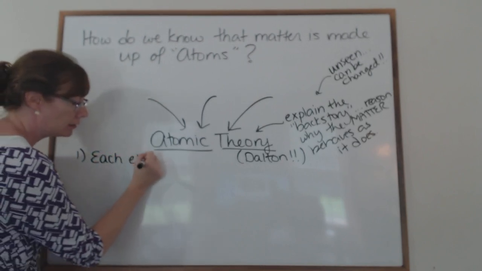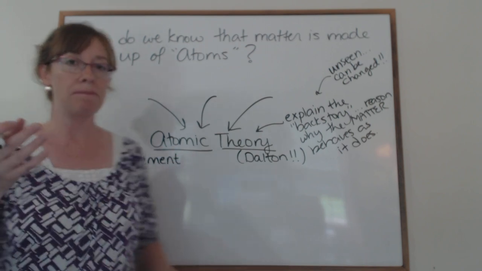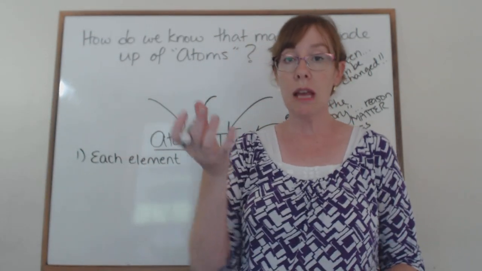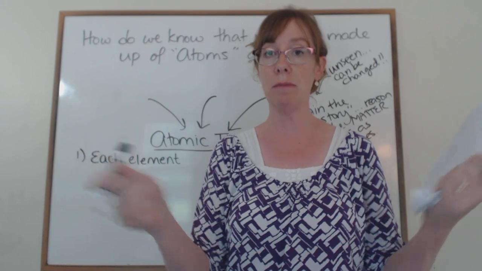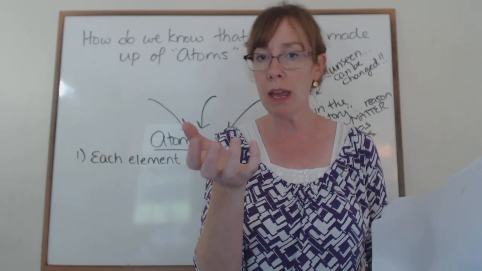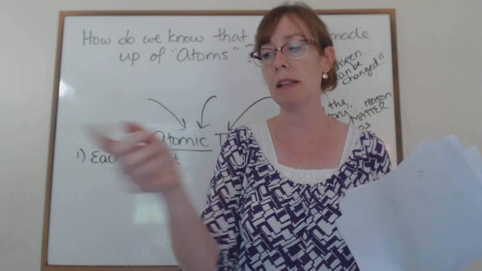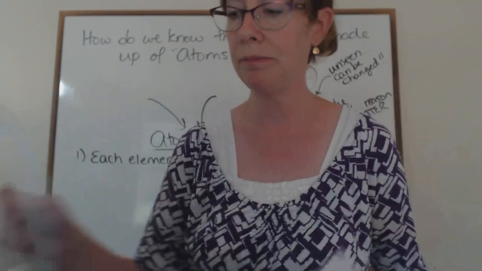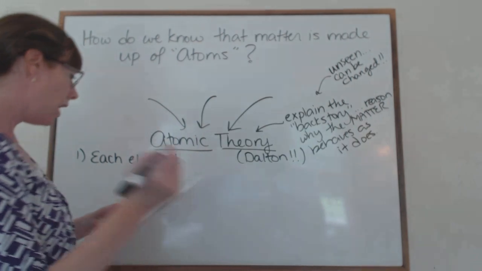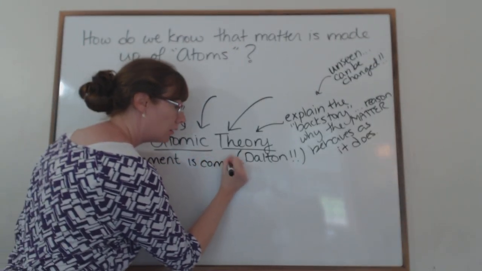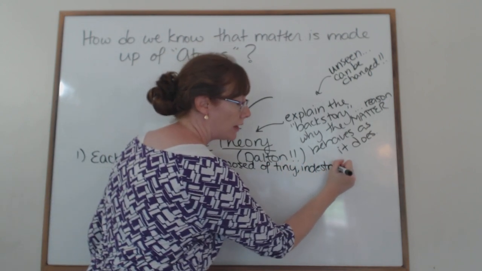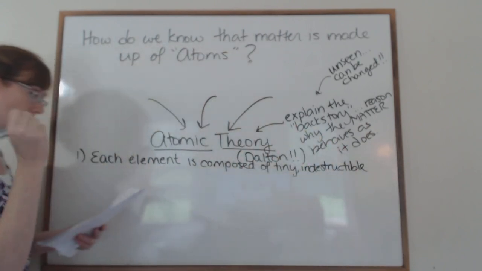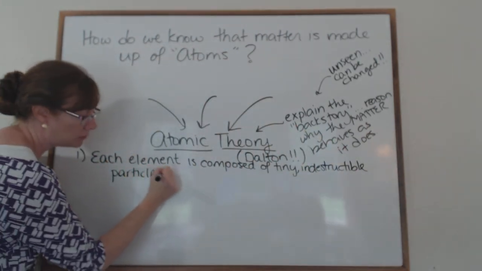First, each element, so each type of element, and remember there's over 100 different types of elements in the universe that have been discovered. An element is something that you can't break down into other types of things. So all of these represent the different types of elements. Each element is composed of tiny, indestructible, remember Lavoisier's experiment, particles called atoms.